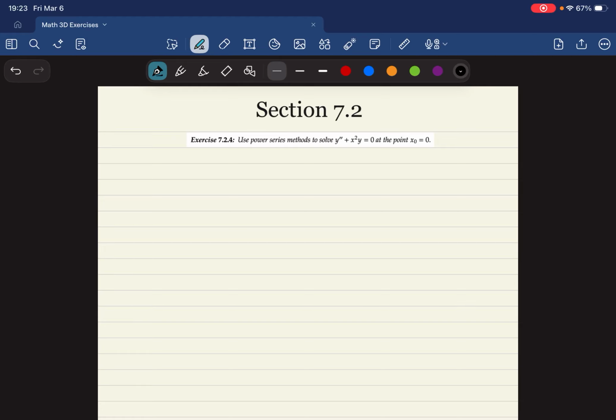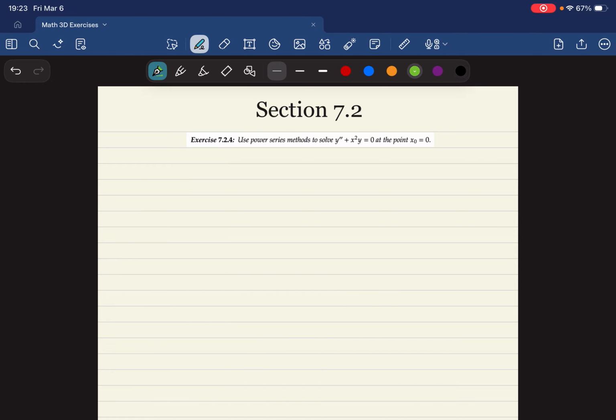Hello, in this video I'm going to be solving exercise 7.2.4 from Jiří Lebel's notes on Diffy Qs. So in this problem, we need to use power series methods to solve this ODE here, at the point x_0 = 0.